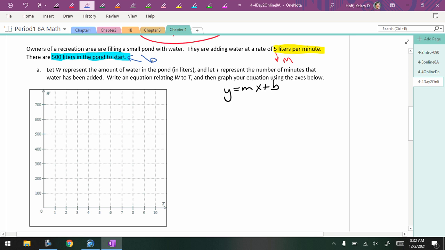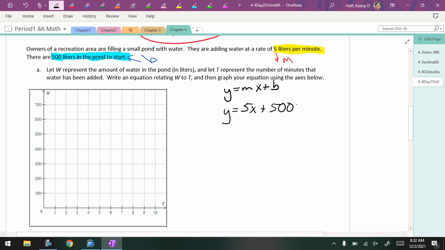So now we're going to replace our M and our B. So our equation, instead of y equals mx plus b, should say y equals... 5 or 500? 5x plus 500. Now, they're going to count this wrong, and both of you said that.